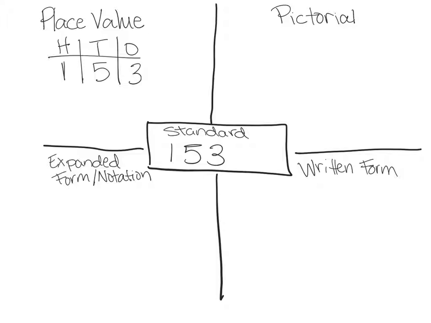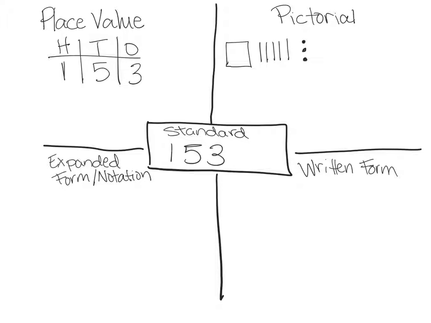Next, we're going to do our pictorial. For the pictorial, I use a place value chart. Here I'm going to do hundreds, so I have one flat, and I just represent the hundreds with a square. Then I have 5 tens, and I represent our tens with a straight line: 1, 2, 3, 4, 5. Then we have our 3 ones. When you do your ones, you represent them with a dot. So I have 1, 2, and 3.